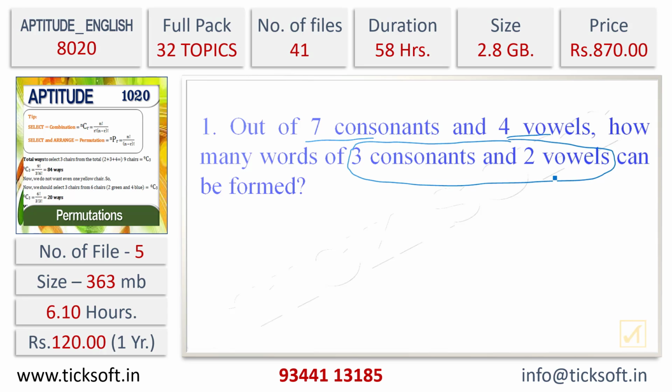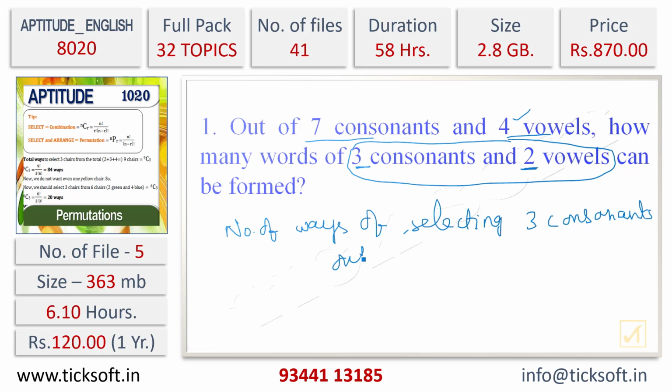Now what we are going to do is find out the number of ways of selecting 3 consonants out of these 7 given consonants, as well as the number of ways of selecting 2 vowels out of these 4 vowels. Here the number of ways of selecting 3 consonants out of the given 7 consonants: we have to choose 3 consonants out of 7, so the number of ways of selecting will be equal to 7C3.